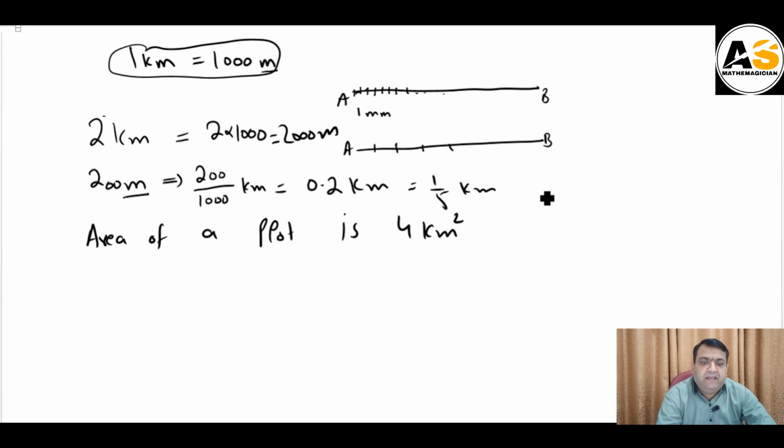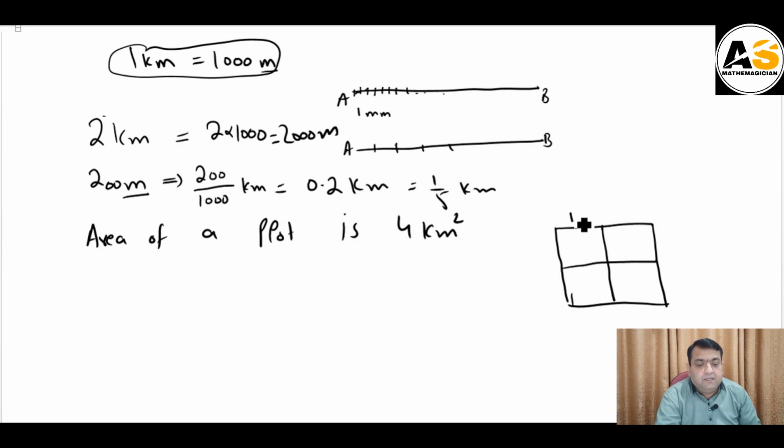What does it practically mean? It means that if the plot is divided into squares of 1 kilometer side each, this is 1 kilometer, 1 kilometer, 1 kilometer from each side. This is basically 1 kilometer square. And how many squares are these? These are 4 squares. Each square has side 1 kilometer. So this area is called 4 kilometer square. I hope this is clear.